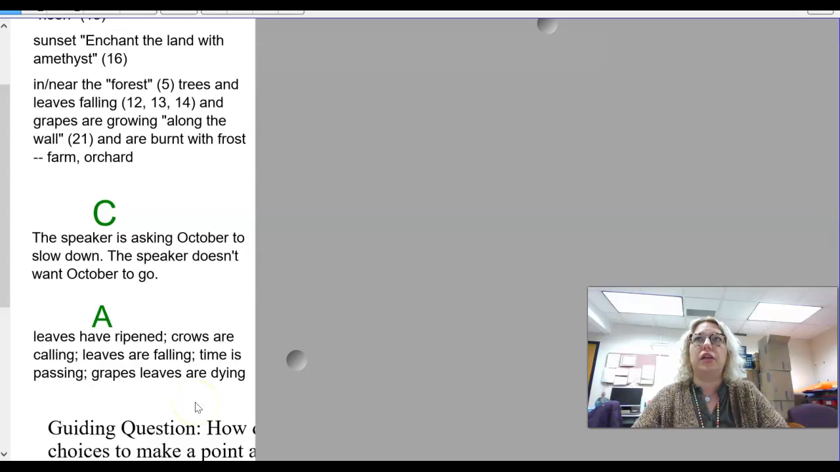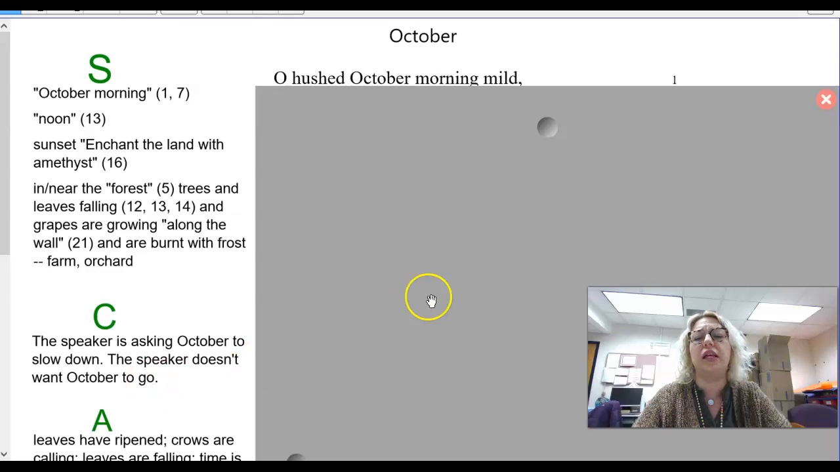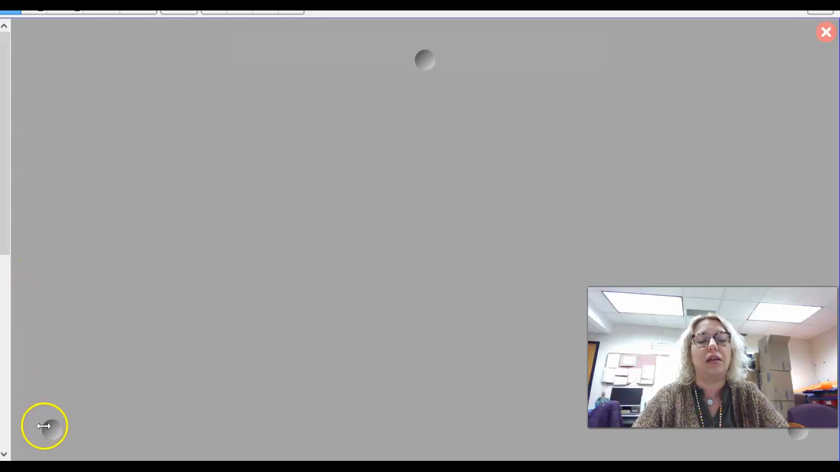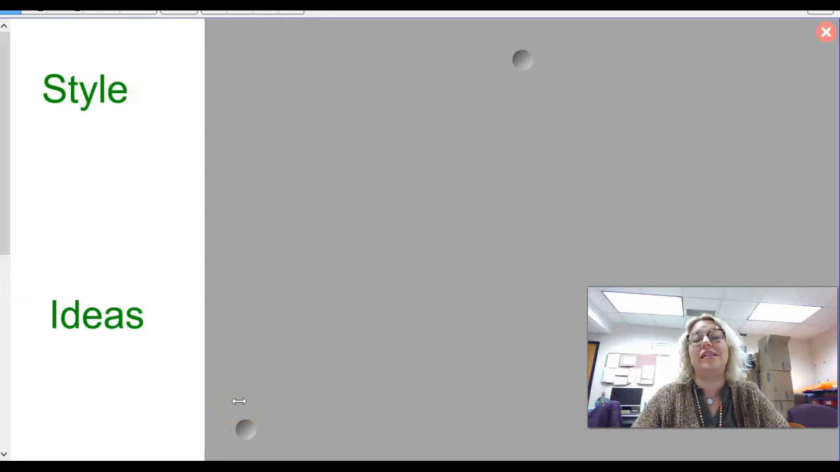The key action, I think, is really the speaker's questioning of October and sometimes commanding of October to slow down. And then the speaker references all of these other things that are happening, which have to do with the change in season from summer to fall to winter. All right, well, what is the second S in SCASI? It is style. And what is the I? Ideas. This is where we actually have to spend the most time when we're doing a guided literary analysis.